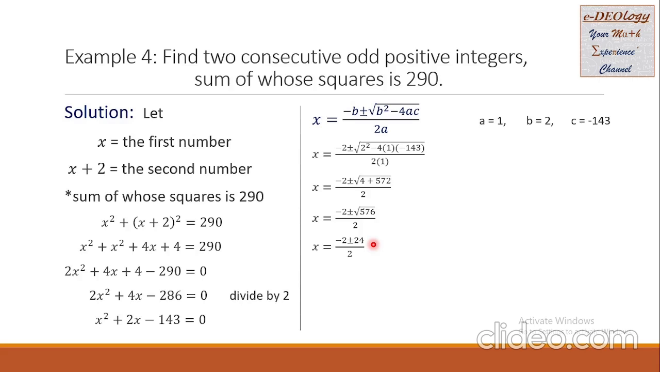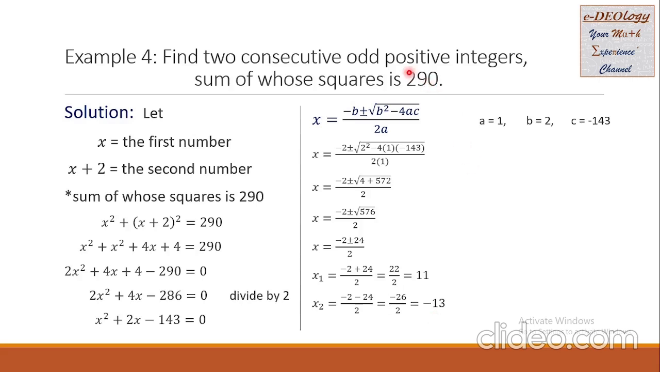Now let us separate the values of x into two. One using the positive, the other using the negative. So x sub 1 equals negative 2 plus 24 over 2. X sub 2 equals negative 2 minus 24 over 2. Let us simplify the x sub 1 value. Negative 2 plus 24 is positive 22 over 2, and we will get 11. X sub 2, negative 2 minus 24 over 2. The numerator becomes negative 26. Divide by 2, we have negative 13.